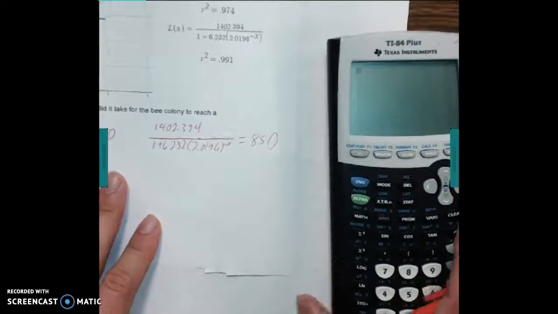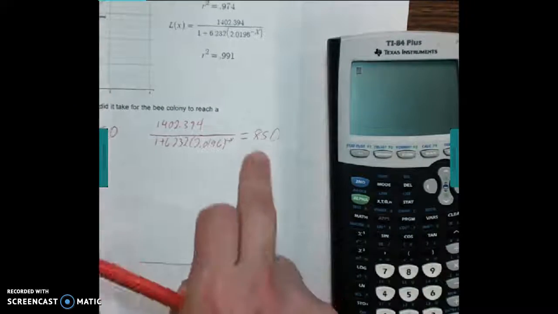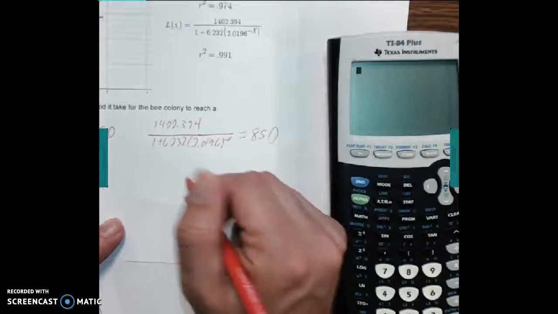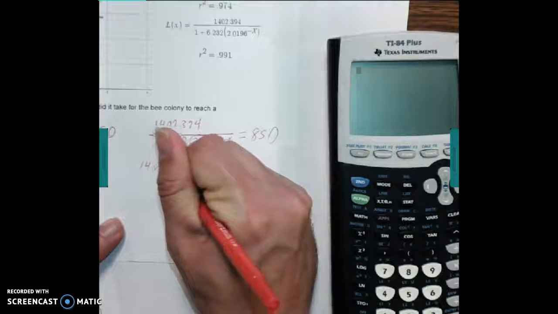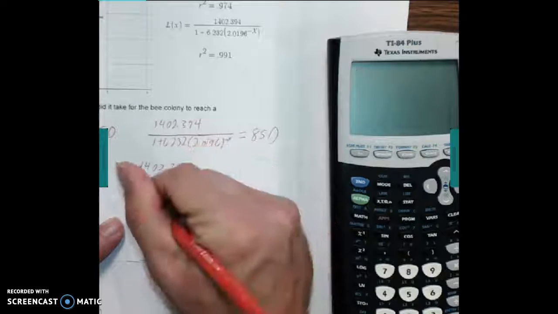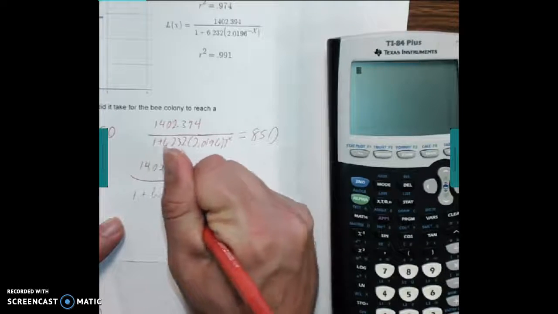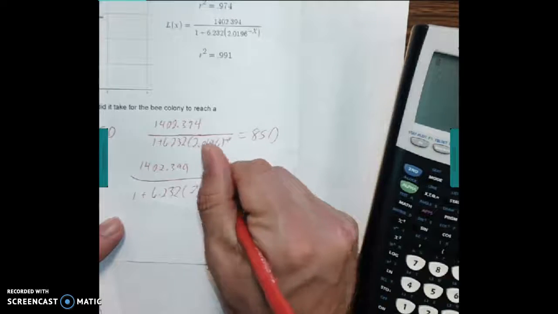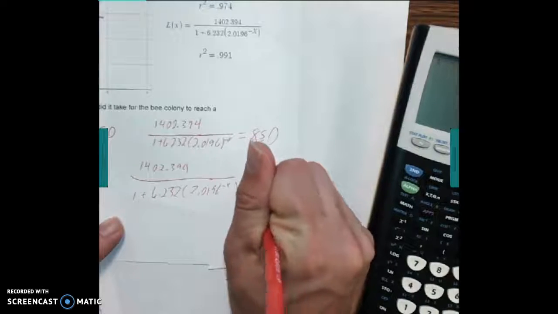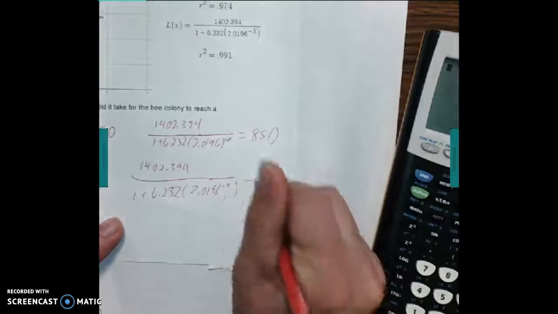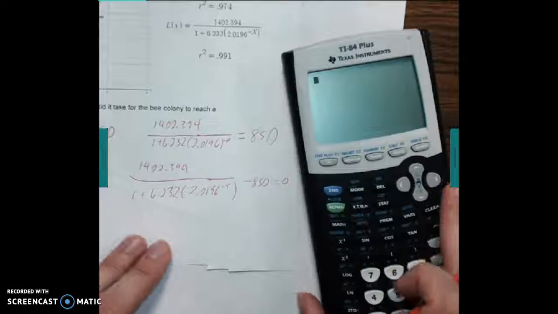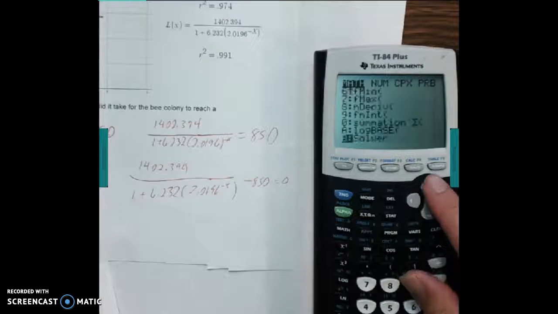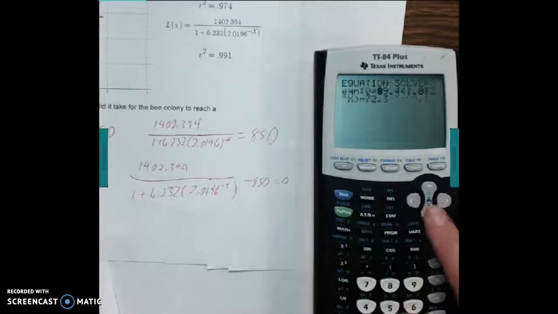So remember, to use the solver, we have to have a 0 over here, so I'm going to subtract that 850. I'm going to do 1402.394 divided by 1 plus 6.232 times 2.0196 to the negative x power, minus 850, equals 0. We're going to have to be very, very careful with our parentheses here. So math B for solver.